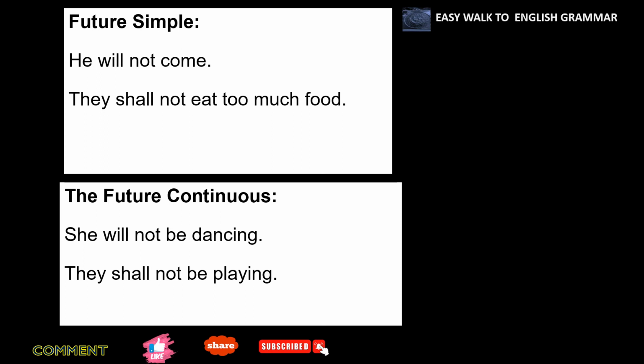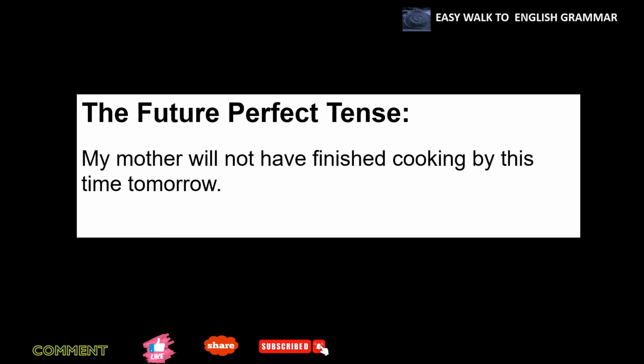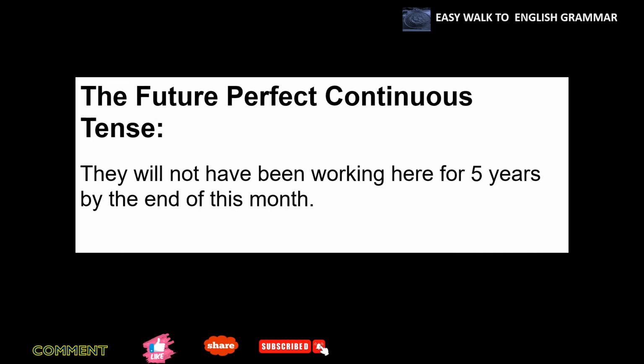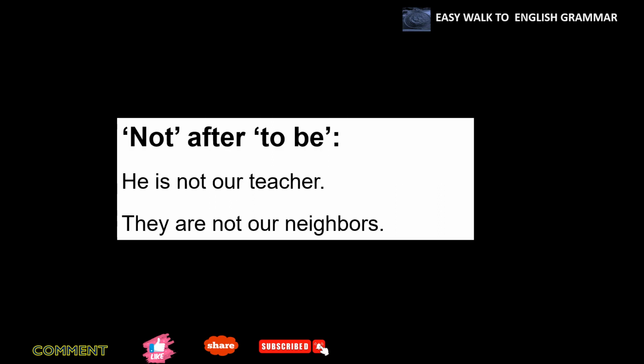The future continuous. She will not be dancing. They shall not be playing. The future perfect tense. My mother will not have finished cooking by this time tomorrow. The future perfect continuous tense. They will not have been working here for 5 years by the end of this month. Not after to be verbs. He's not our teacher. They are not our neighbors.